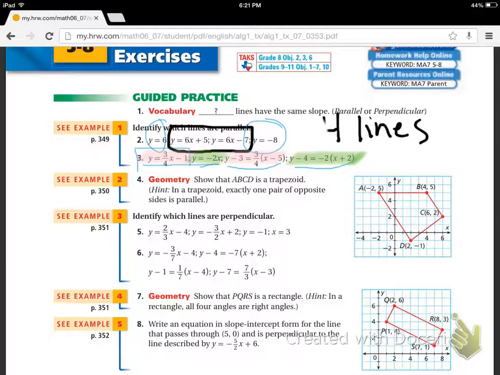Okay? If you don't have to solve any other problems, don't. Start with the easy ones. I started with the last problem first because it didn't have any fractions in it. Alrighty. Let's skip over number 4 for now. We're going to go to number 5.